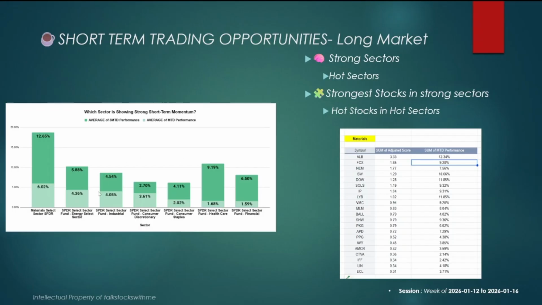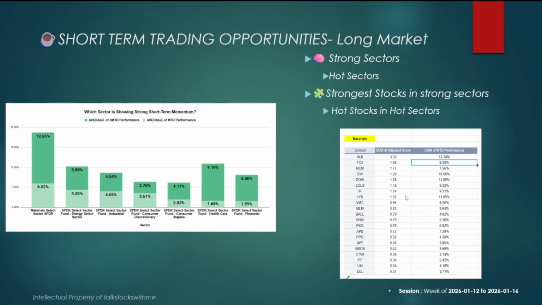Looking at this data, you could see that the material sector is showing strong momentum, especially when you look at the month to date performance. All of these are showing strong short-term momentum, but in this case, if we focus on the material sector, you could either play this by an ETF. If you use technical analysis to time your entry, you could play this. Now, another way is to look for the strongest stocks within that sector, and that's what I have here, right?